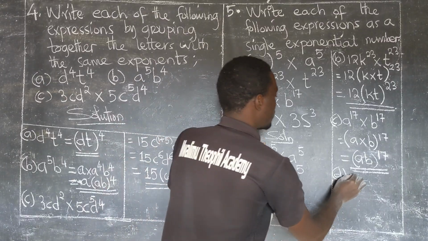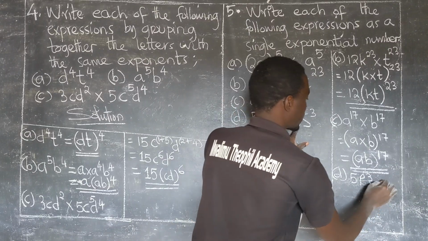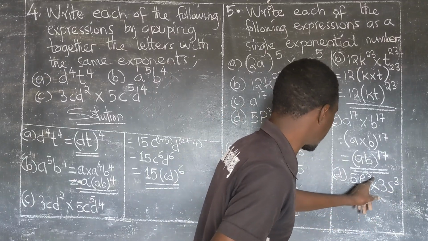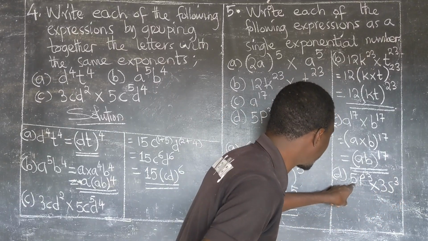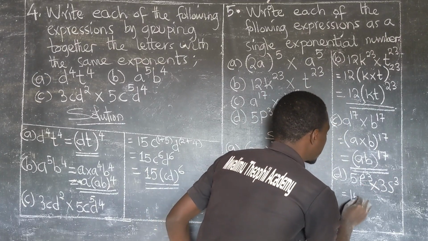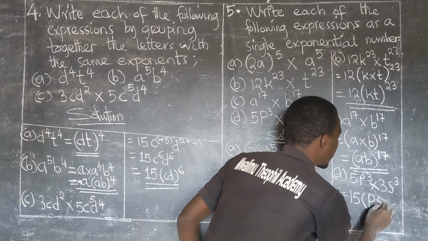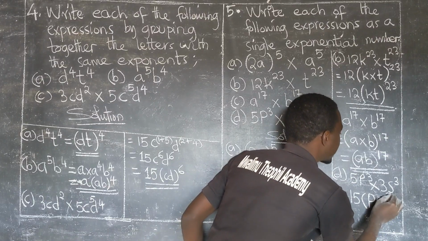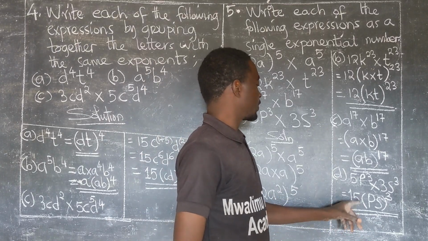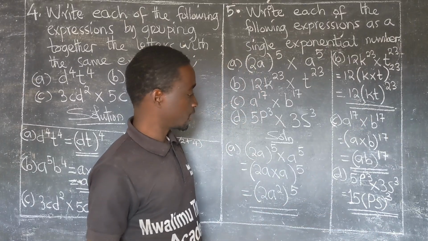The last one, part D. In D we are given 5p raised to 3 times 3s raised to 3. The same, here p is raised to 3 and s is raised to 3. Now we just multiply the outside numbers, 5 and 3. 5 times 3, we get 15. Then we open the bracket, take p and s multiplied together, expressed under the same exponent, 3. So the answer for this will be 15 times (ps) raised to exponent 3.